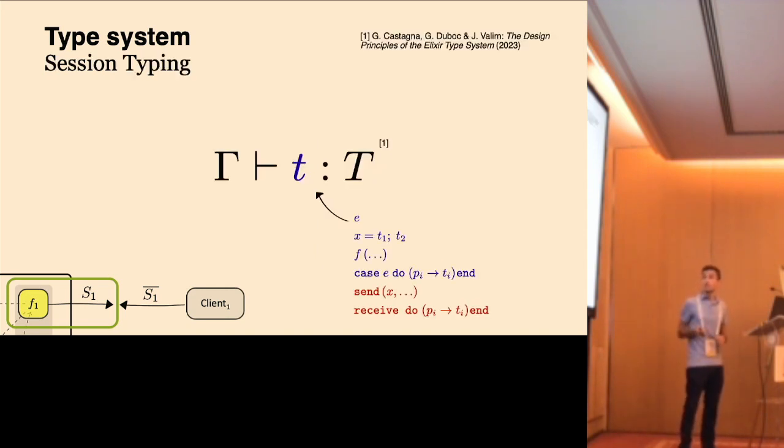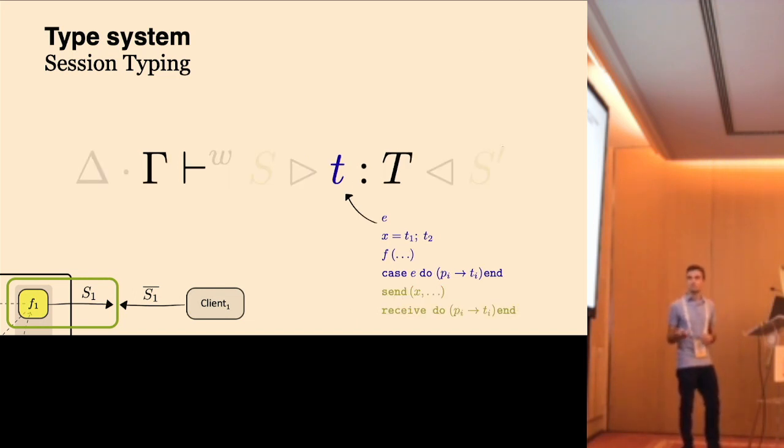To type the terms, as I mentioned before, there are existing type systems. However, the ones that exist, or at least the ones proposed, only consider the functional part of this language. They don't consider the messages being sent or received. So our aim is to expand on this and handle both the functional part and, more importantly, the side effects, like the messages being sent and received.